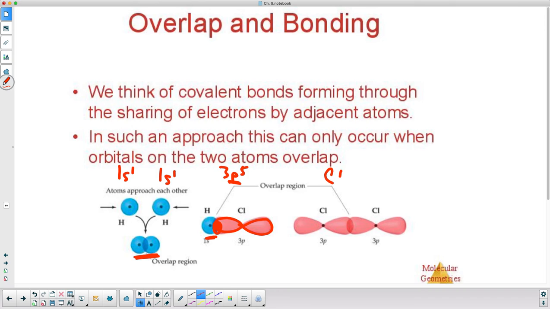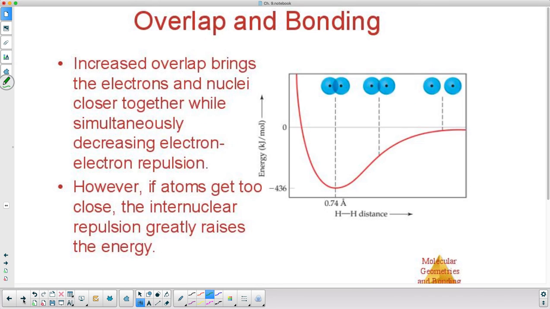Same thing here with Cl2. You get a P shape here and a P shape there. P shape there and P shape there, and then the overlapping area there is where the bond happens between the two P's. Okay? So notice what happens when we push two hydrogen atoms very close together.